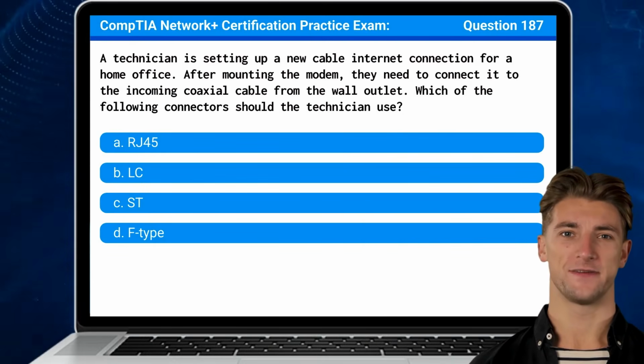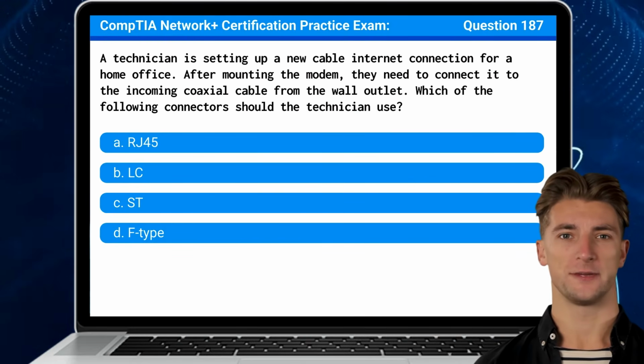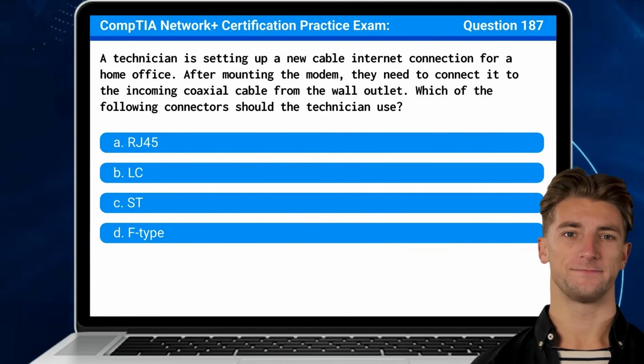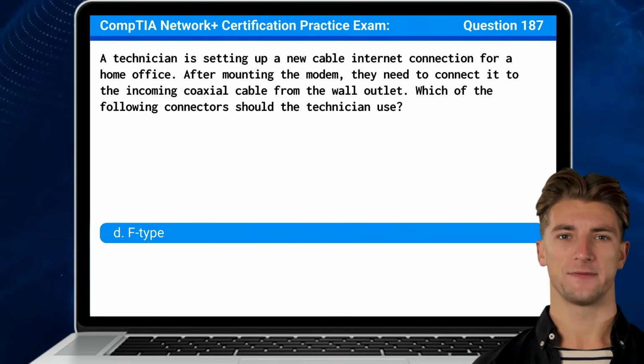Question 187. A technician is setting up a new cable internet connection for a home office. After mounting the modem, they need to connect it to the incoming coaxial cable from the wall outlet. Which of the following connectors should the technician use? The answer is D. F-type.